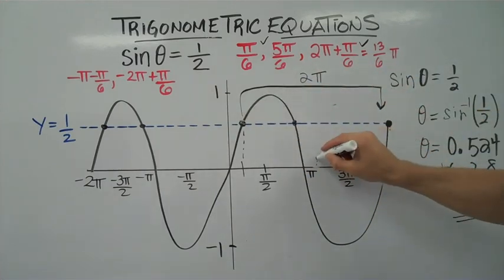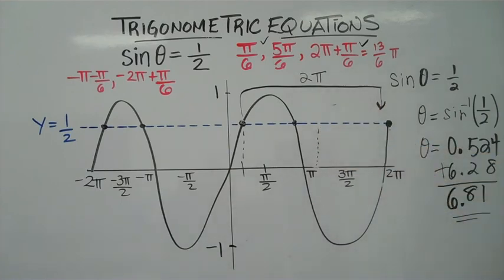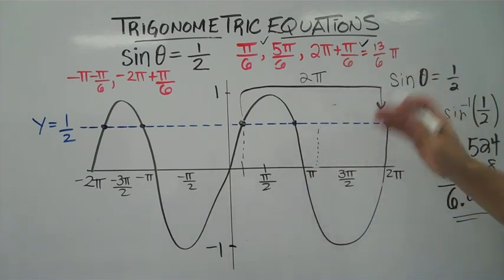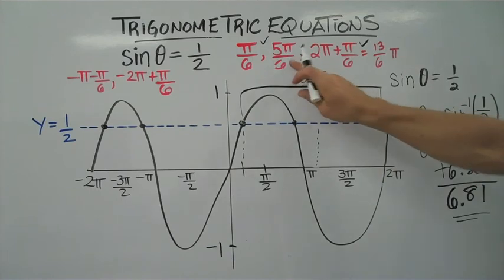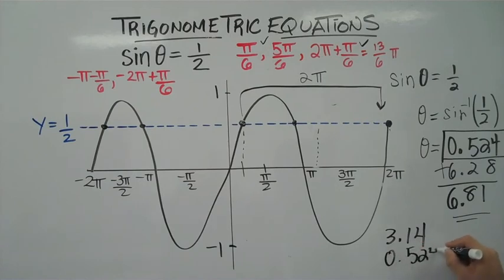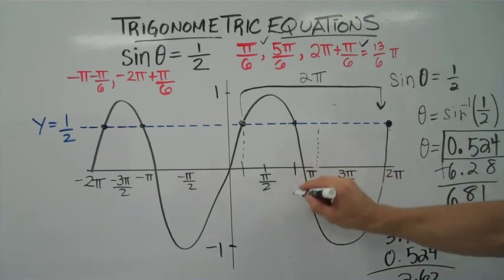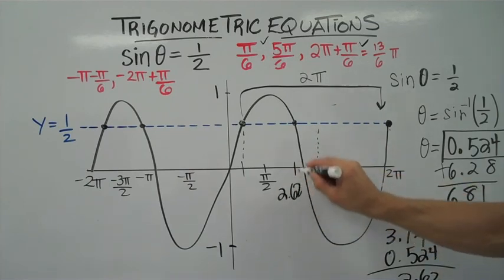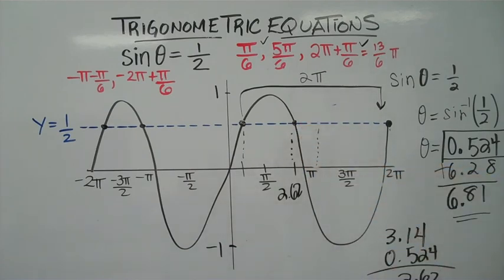Also, I saw when I did it with the unit circle, I saw it was pi minus pi over 6. That's how we got this 5 pi over 6. Well, if I do pi, which is 3.14, minus pi over 6, which we found was 0.524, when I do that, I get 2.62. That's how many radians I have to go. There is 2.62, and that gives me my other solution there.